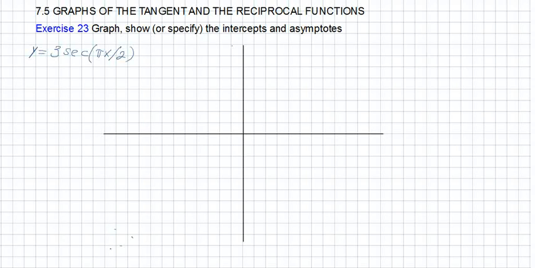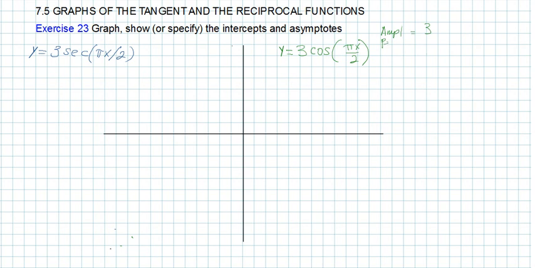Alright, so I'm going to rely on my good old friend, the cosine function. And so I am going to graph first cosine y equals 3 cosine of pi x over 2. And so first I need my amplitude. So my amplitude, I know it's 3. You can see it right there.